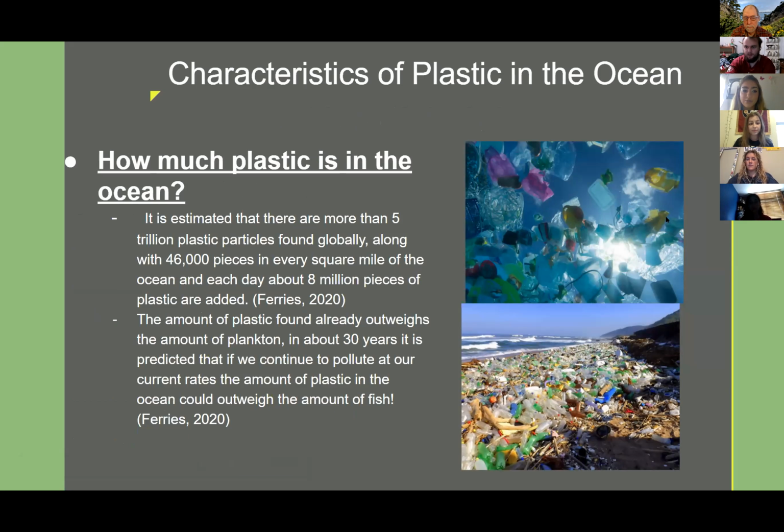All right, so first off, how much plastic is really in the ocean? It's estimated that there are more than 5 trillion plastic particles found globally, along with 46,000 pieces in every square mile of the ocean. Each day, about 8 million pieces of plastic are added. The amount of plastic already outweighs the amount of plankton, and if we continue at the rate we're going, in about 30 years it's predicted that the amount of plastic will outweigh the amount of fish. Next slide, please.